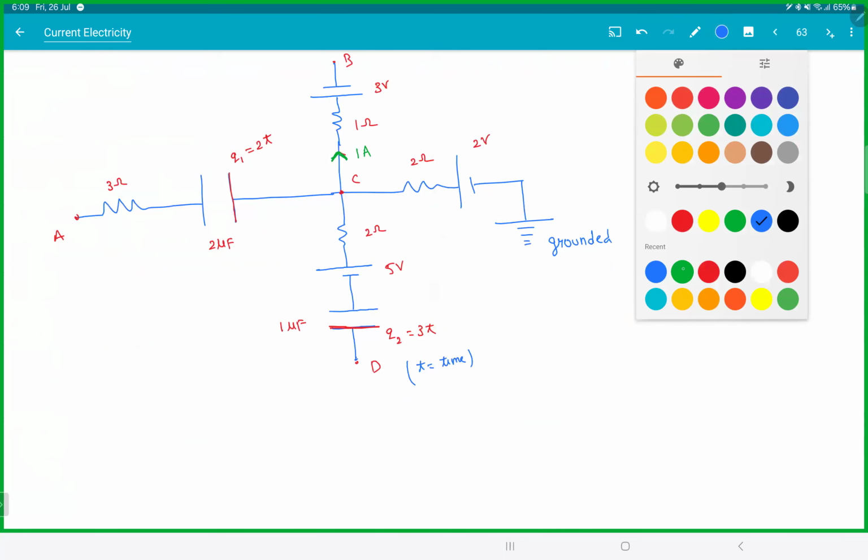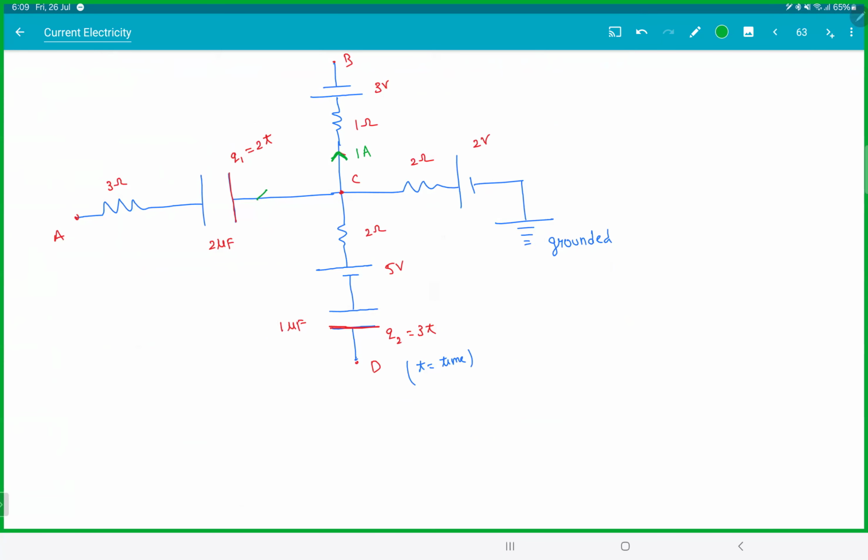So if you look at this branch here, if I say this current is I1, I1 is nothing but dq1 by dt. The reason the charge is increasing on the plate is because of this current. Similarly, there's a current in this branch I2, which is dq2 by dt. That is how you find the current. That's 3 ampere.